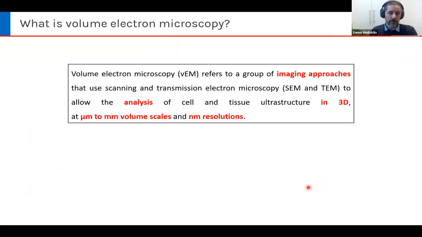And so for that reason, we said, okay, we have to move to volume electron microscopy. And this term, volume electron microscopy, or shorter volume EM, refers to a group of imaging techniques that can be done by electron microscopes and enable 3D structures or reconstructions in nanometric resolutions. That's quite simple.